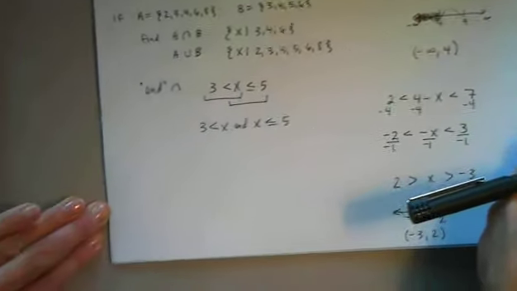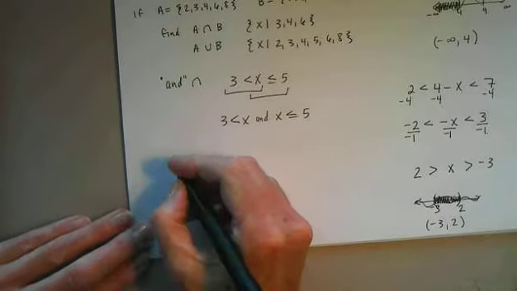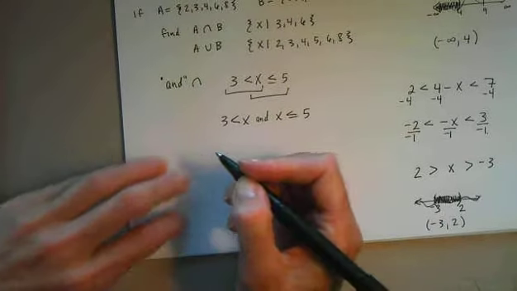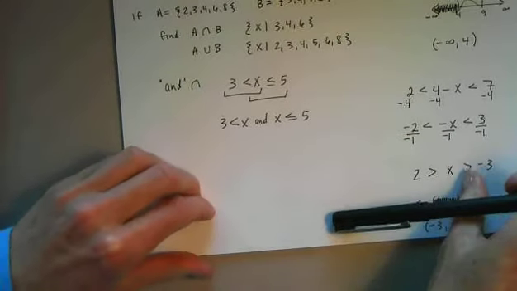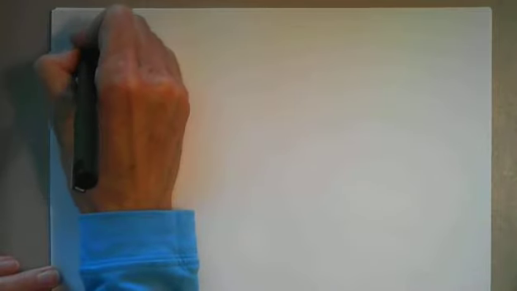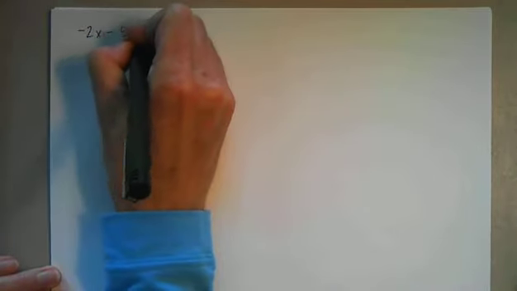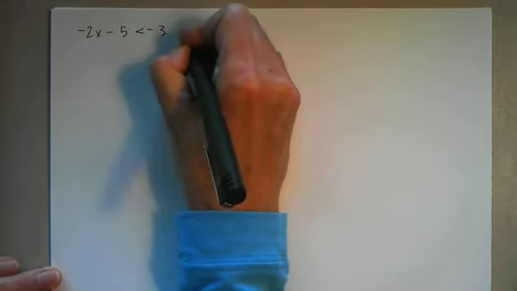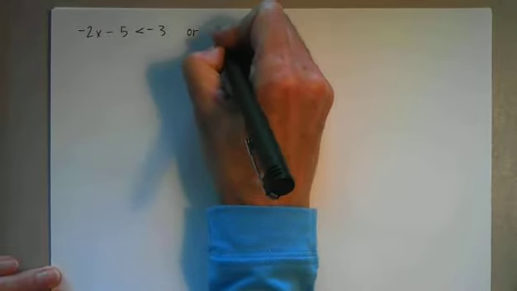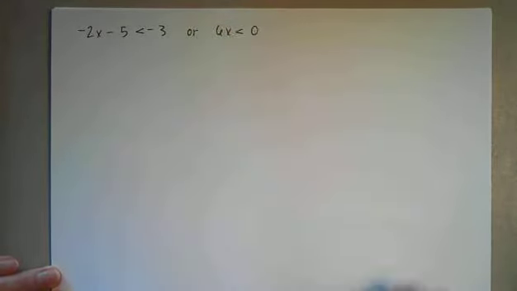Alright, let's try an or. How about this one? What if I gave you, let's go to a clean paper, because I'll do 2 of them. So we'll want two examples on this paper. Alright, -2x minus 5 is less than -3. Or, so now or instead of and, 6x is less than 0.